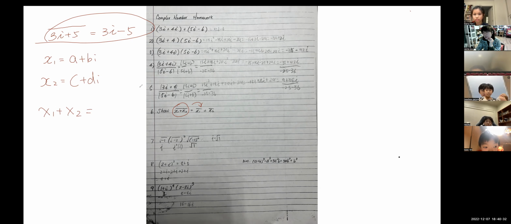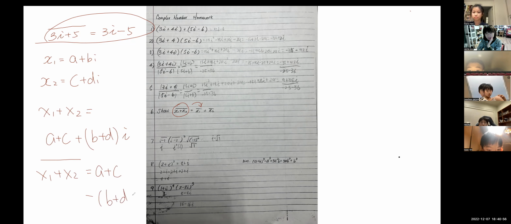Okay, so x1 plus x2 equals a plus bi plus c plus di. Can you tell me, x1 plus x2 equals? a plus c plus b plus di, correct? This is the left side. So let's take a look at the right side.